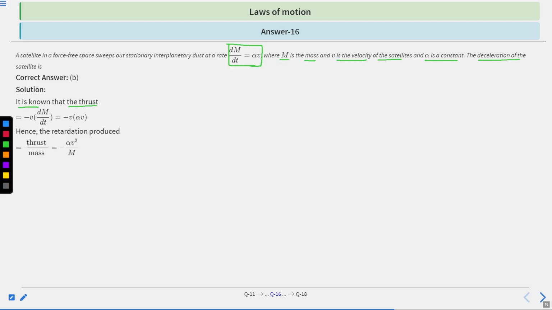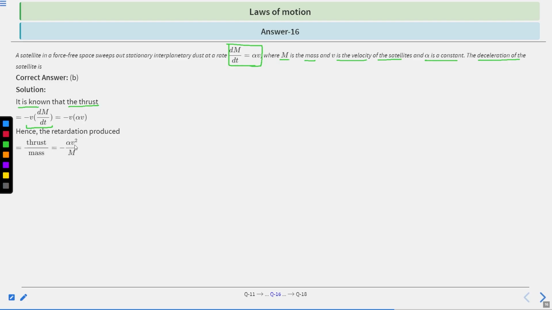the thrust, we know the formula of thrust, is equal to minus v dm/dt. And dm/dt is given, which is alpha multiplied by v. So putting this term in, we get minus v alpha v. Solving this, hence the retardation produced is thrust upon mass, thrust alpha v square upon m.